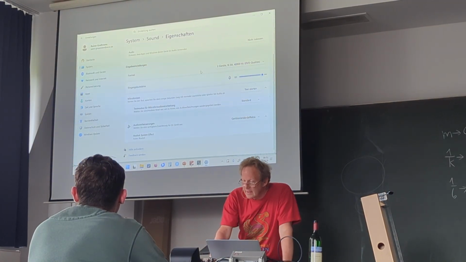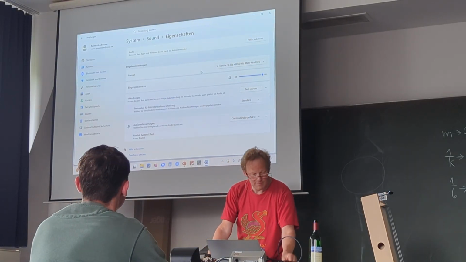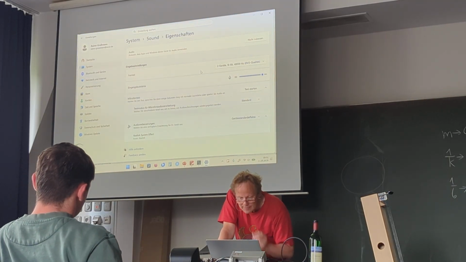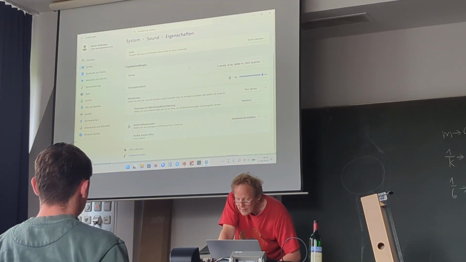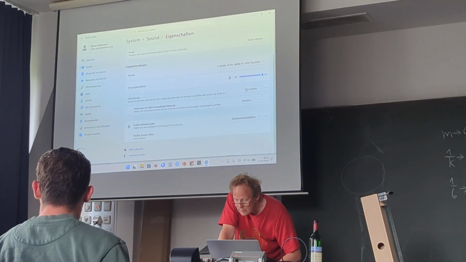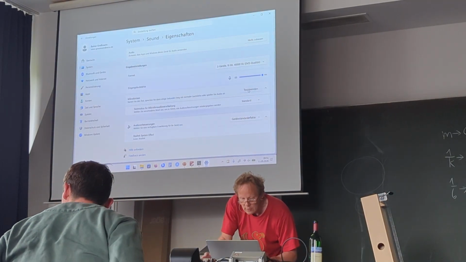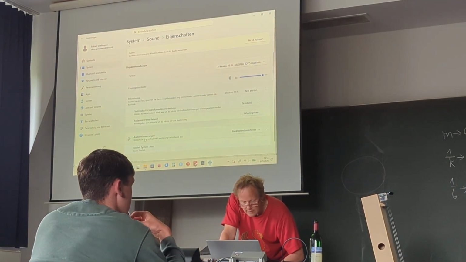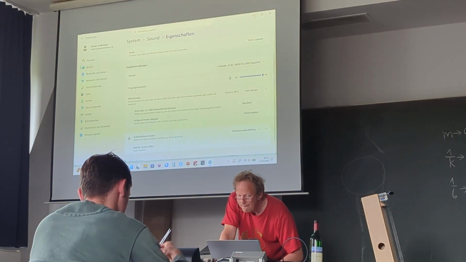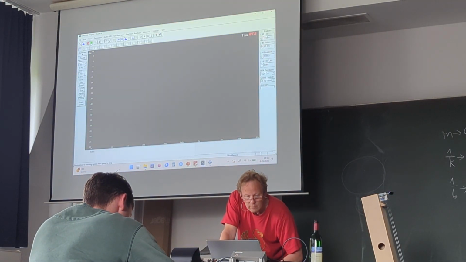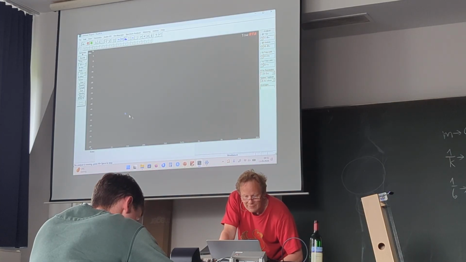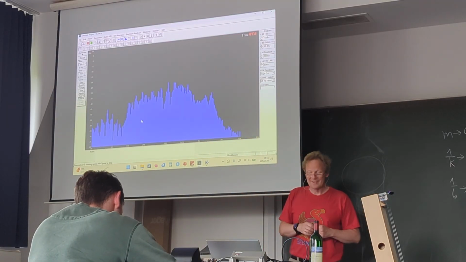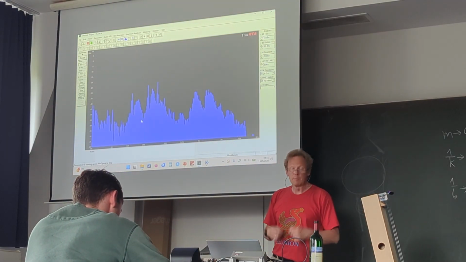Somehow the system is taking external values because we have coupled here over the HDMI connector. But where can I change that? See something? Okay. And now it works. So now what we see is this mountain range is me speaking.